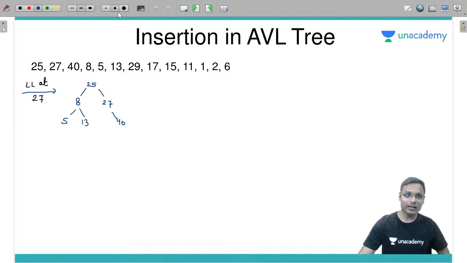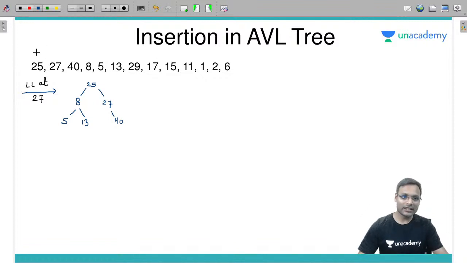Can you verify quickly if this is a balanced tree or not? Yes, it's a balanced tree. Okay, so what insertions have been done? This one, this one, this one, this one, this one, and this one. Now next is 29. Let's insert 29 next.